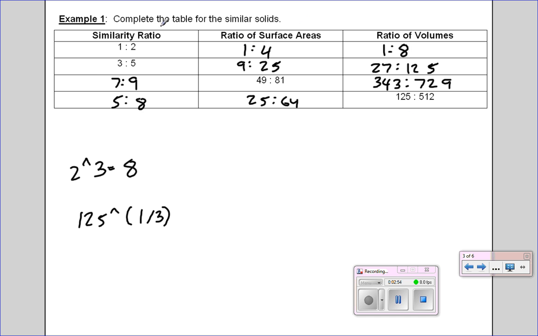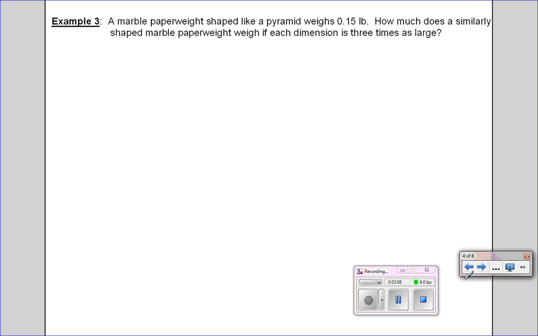So this is how I move around in my ratios. To go from similarity to area, square it. To go from similarity to volume, cube it. To go from area to similarity, square root it. To go from volume to similarity, cube root it. So let's try some out.